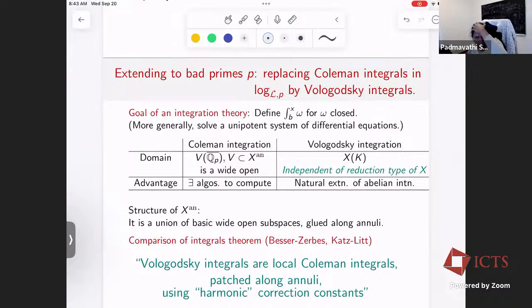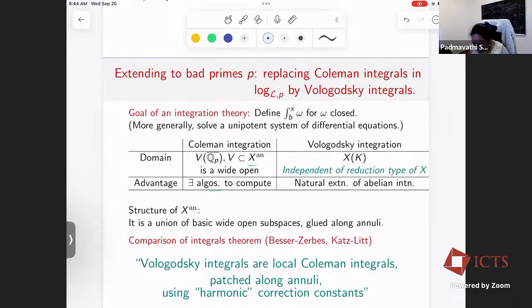So there's a natural extension of Coleman's integration theory, which I think Jen definitely mentioned in the lectures, like algorithms for computing Coleman integrals. It works really well when your curve X has good reduction. There are algorithms to compute Coleman integrals, but when your curve has bad reduction, the domains on which these Coleman integrals are defined are not the entire analytification of the curve. It's only defined on certain subdomains, on these so-called wide open subspaces inside your analytification.